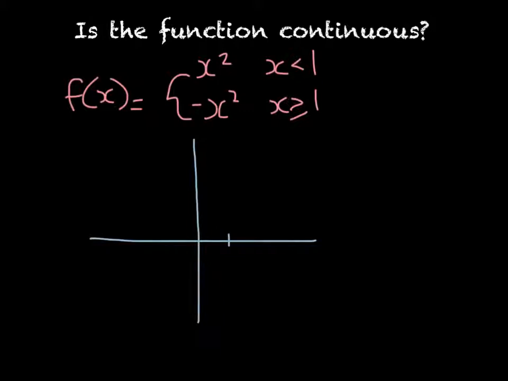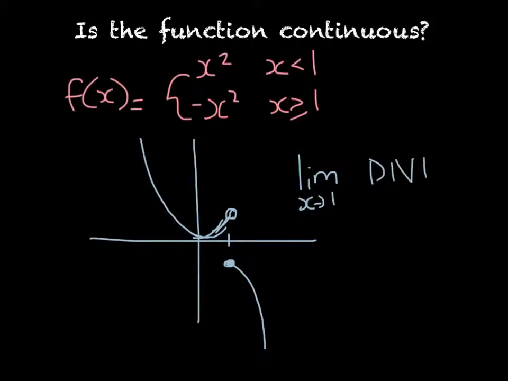So for x less than 1, we just have a normal x squared function. And then when we get greater than 1, we end up with a negative x squared. So just from looking at this graph, we can tell that the function is not continuous. And we can say that the reason is that the limit as x approaches 1 does not exist.